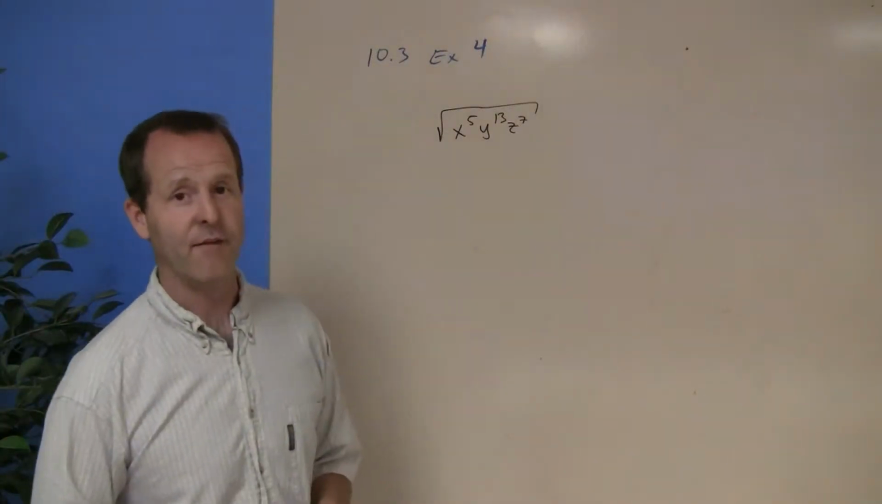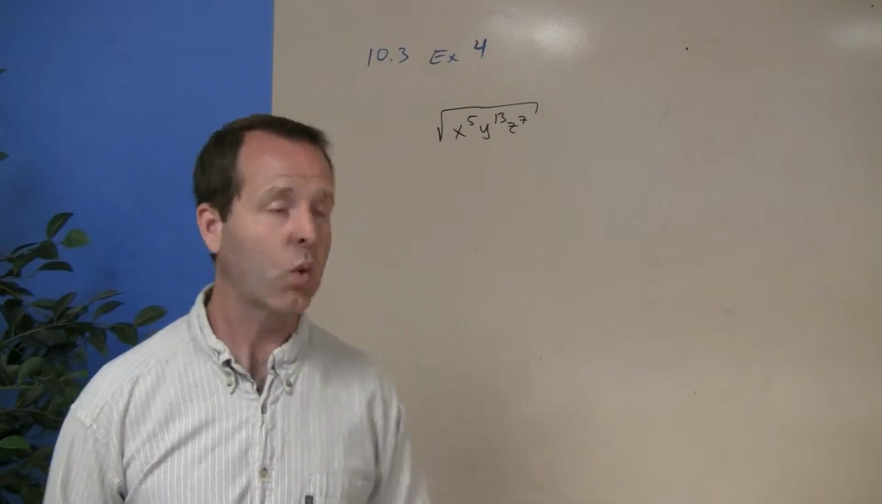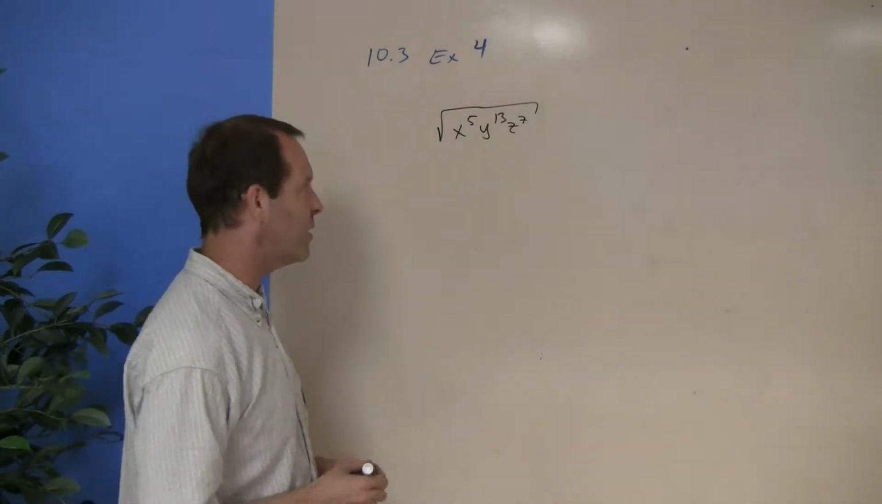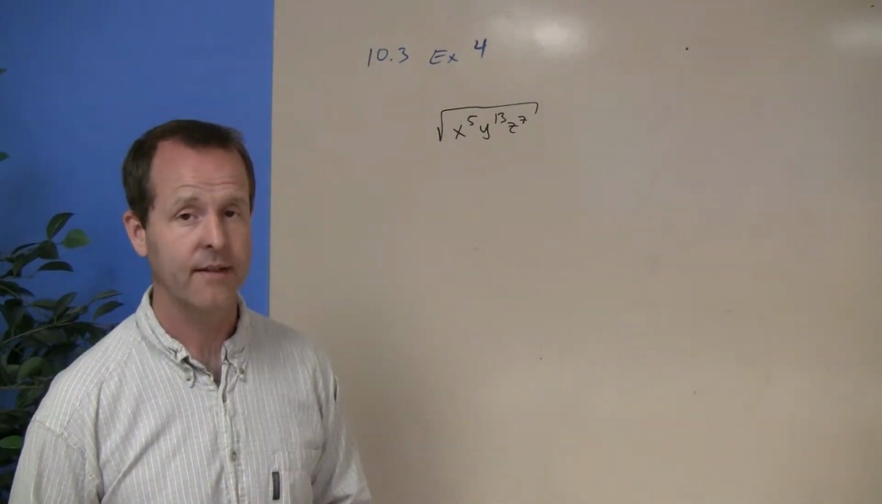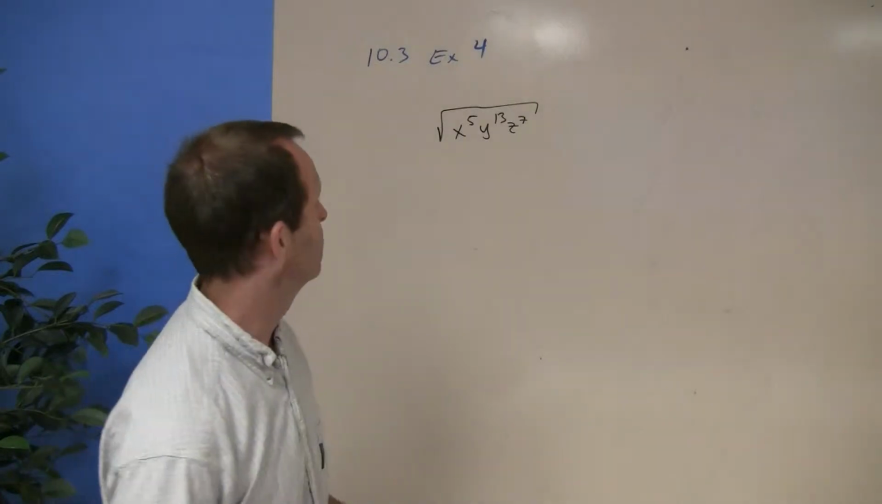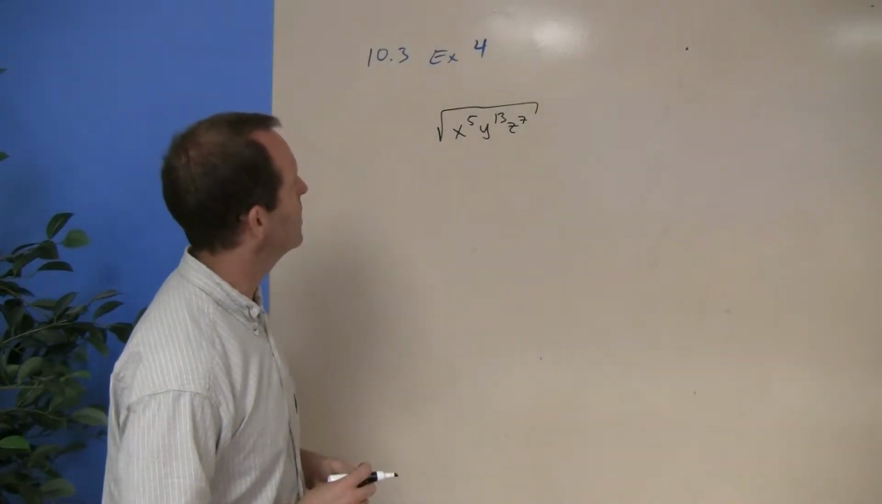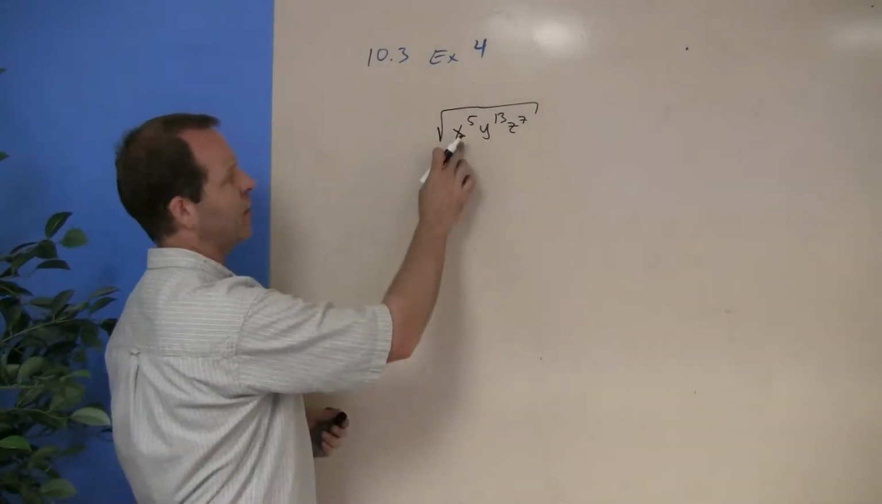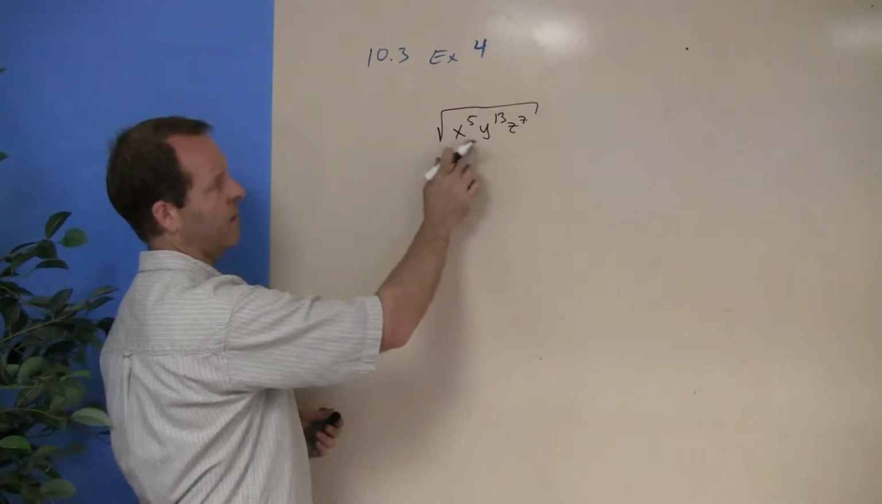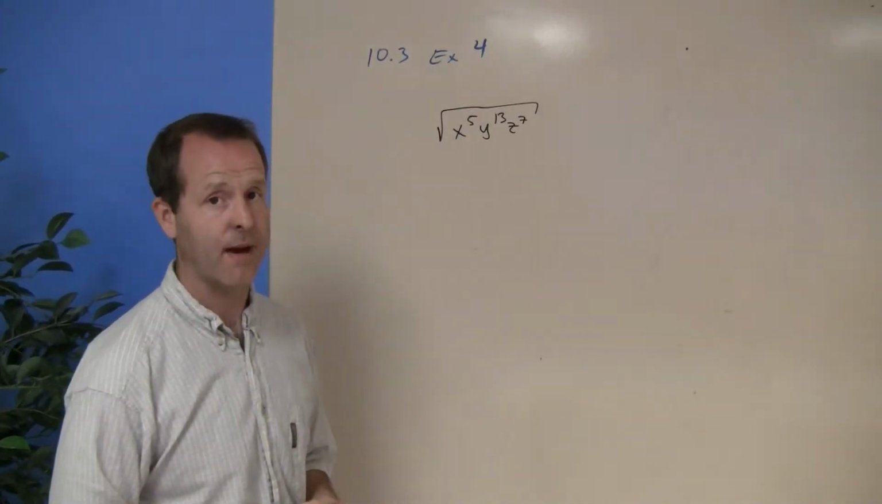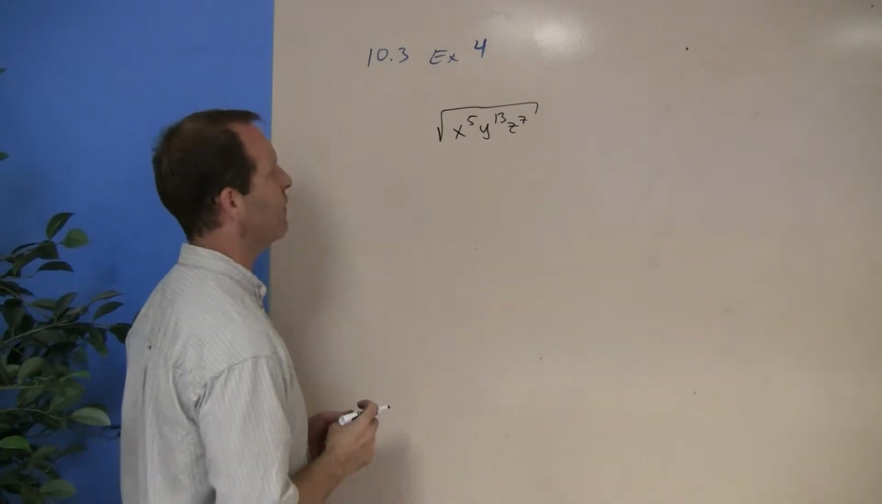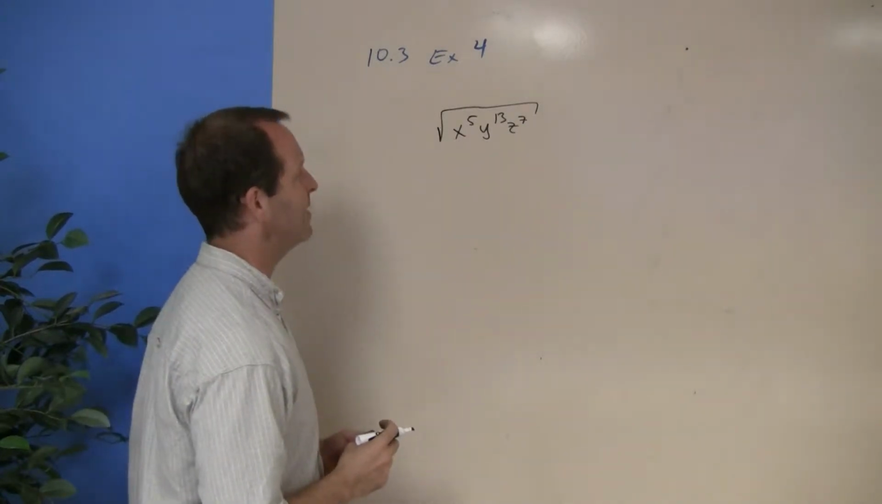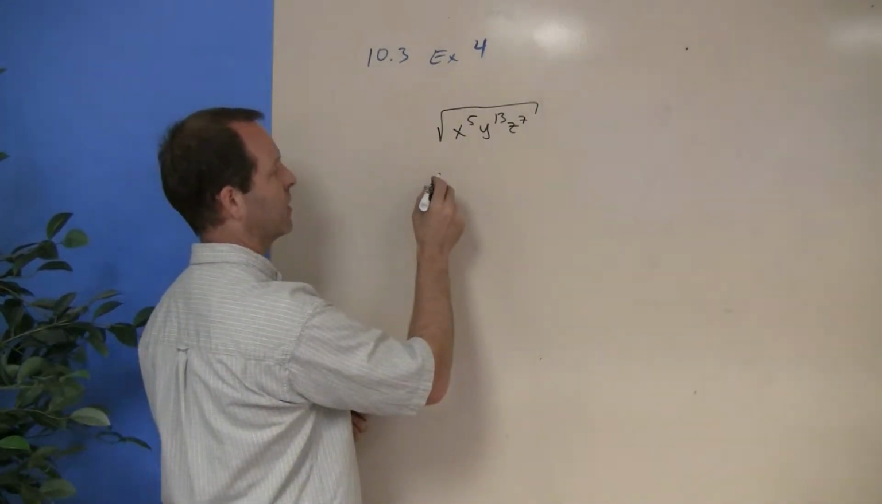Some of these are some of my favorites to think about. I had the square root of x to the 5th, y to the 13th, z to the 7th. And I want to reduce that. Well, the first thing I want to do is think about just each term individually. X's by themselves, y's by themselves, and z's by themselves. So I'm going to try to figure out what's the best factor of x to the 5th that's a perfect square.